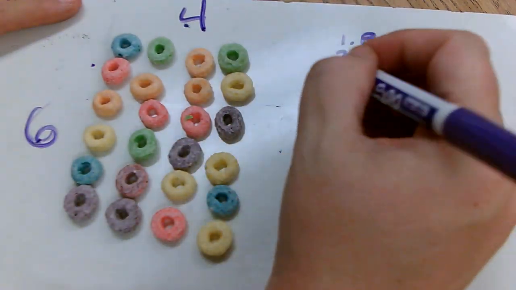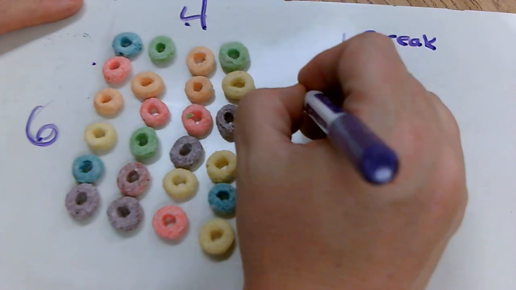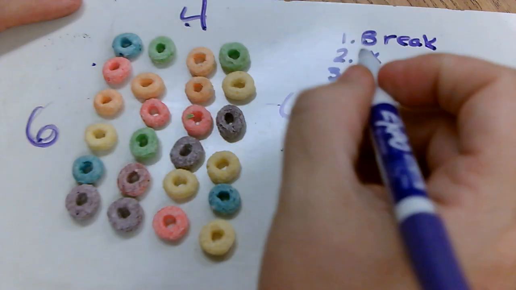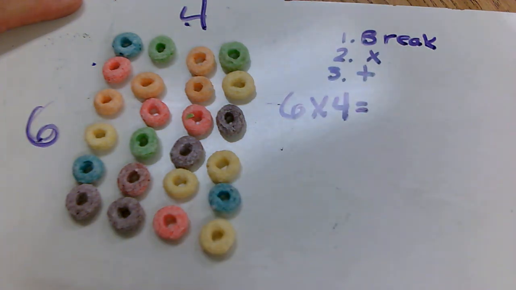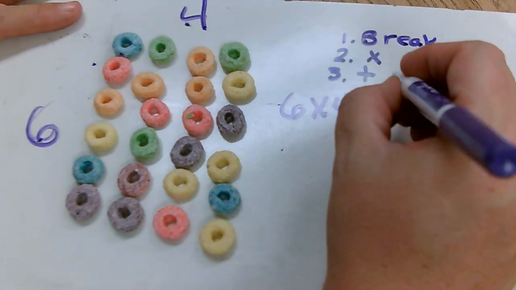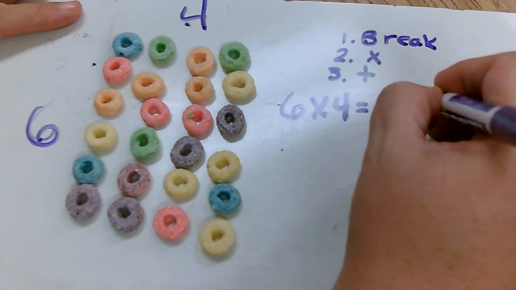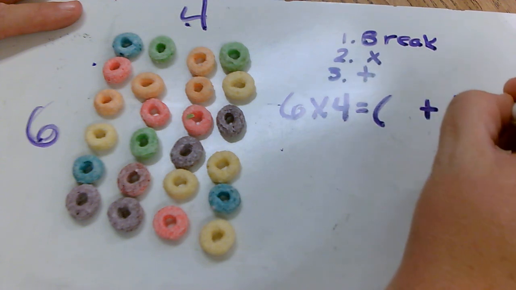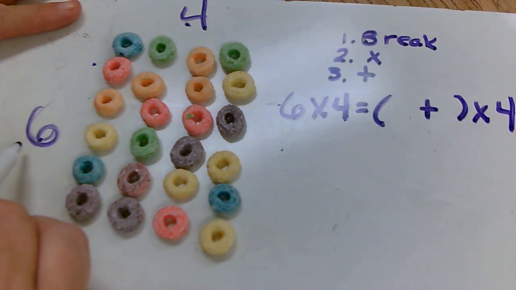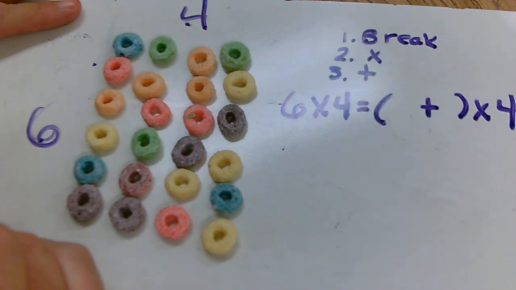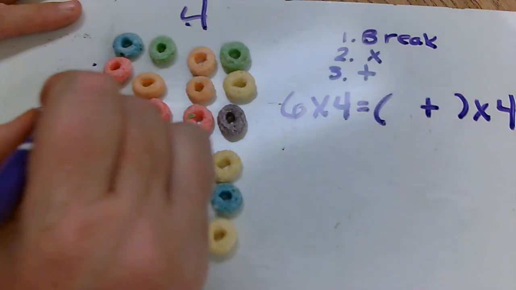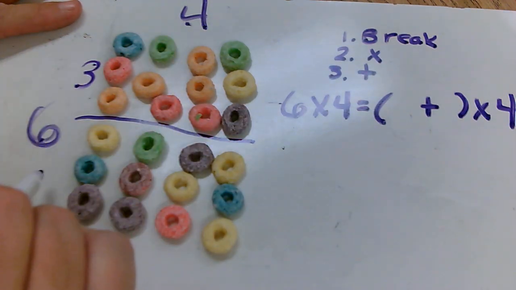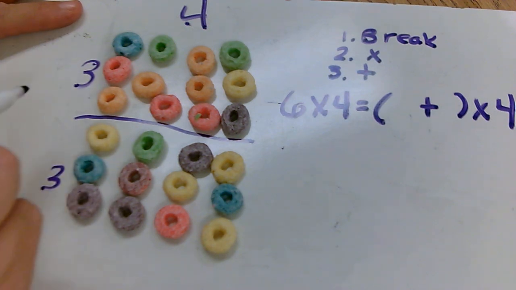I'm going to still do my same steps. So 6 times 4. I'm going to break apart my 6. I'm going to leave my 4 alone. So I'm going to break apart the 6 into two numbers that I can add that will give me 6. The two numbers that I could add could be 3 and 3, 2 and 4, whatever two numbers I want to pick. Well, I'm going to do 3 and 3. So I'm going to break it apart right here, because 3 plus 3 is 6.